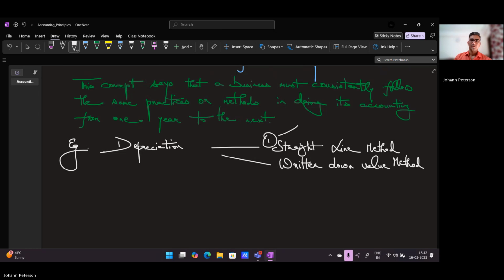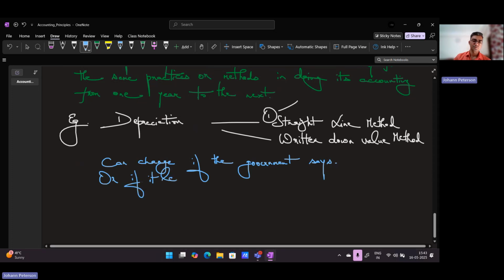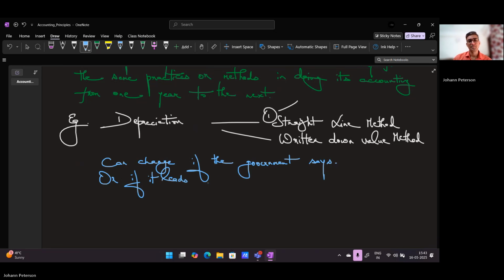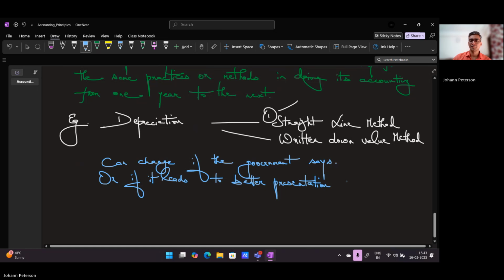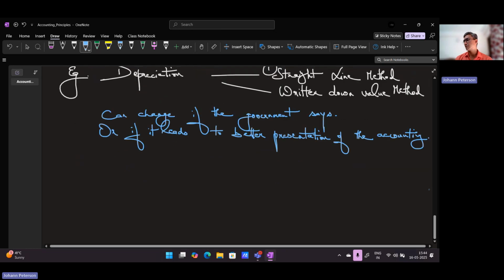It cannot change it. This is possible, though. You can change it for certain reasons. Like, for example, you can change if the government says so, or if it leads to better presentation of the accounting. So things can change, but only in case of these two reasons. If not, a business is supposed to carry on the same practices and not change them from one year to the next. Okay, this is another example.